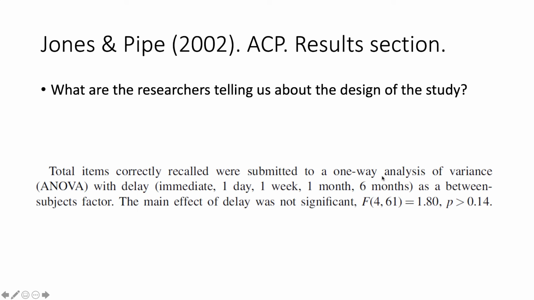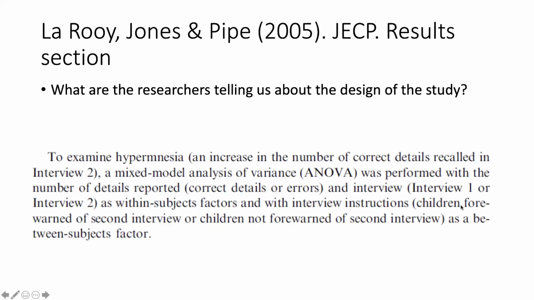So they're saying that it's a one-way analysis, right, which means that there's going to be one independent variable. That variable was delay, and it's a between subjects factor. So these are all different people that are being tested at different recall delays. And then after clearly explaining what the variable is, they're able to put in here the result of an analysis.